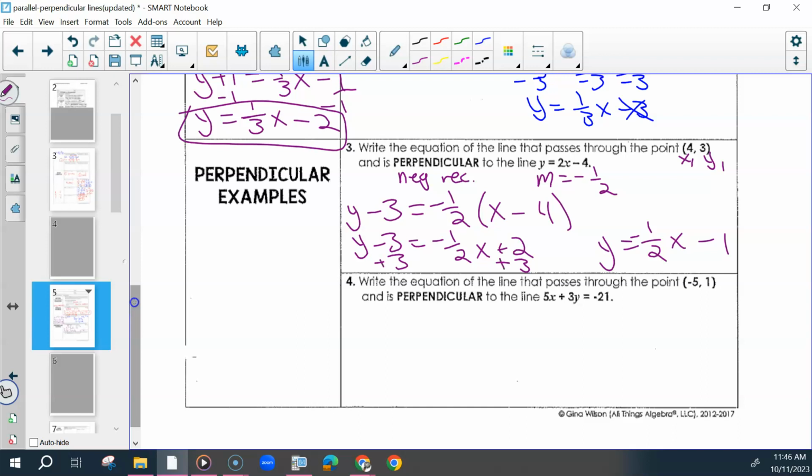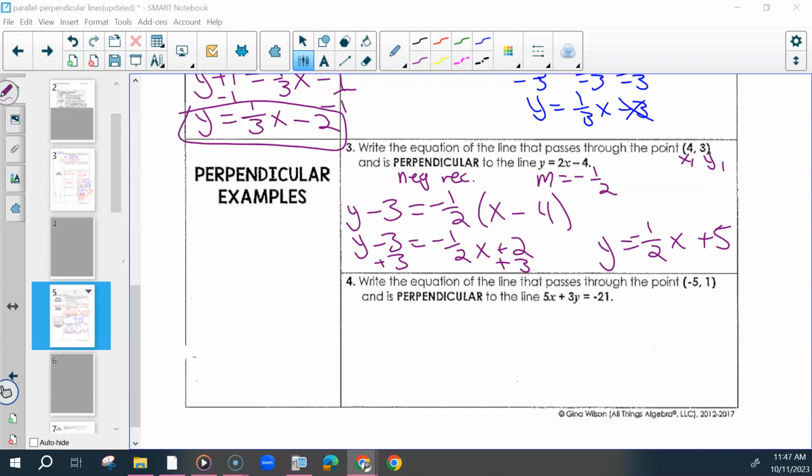Correct. We should have been adding 3, so that would be 5. My bad. Right. So parallel lines, the slopes have to be the same, y-intercepts have to be different. Perpendicular lines, the slopes have to be negative reciprocals, one positive, one negative, and flipped. Y-intercepts don't matter. They can be the same, they can be different, it doesn't matter.